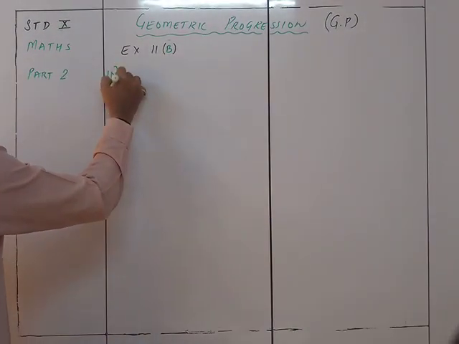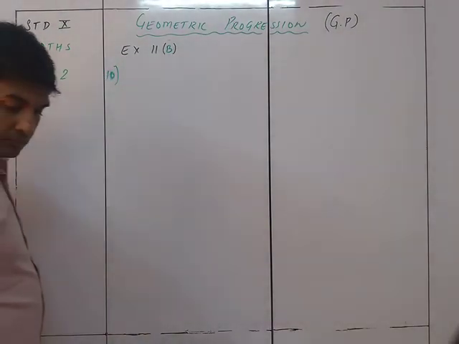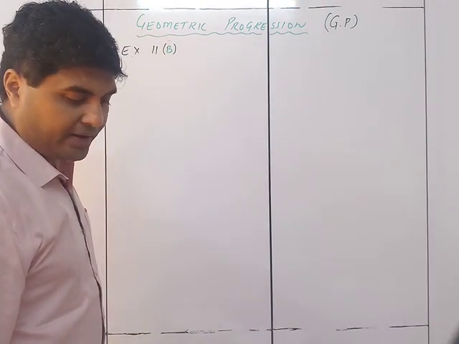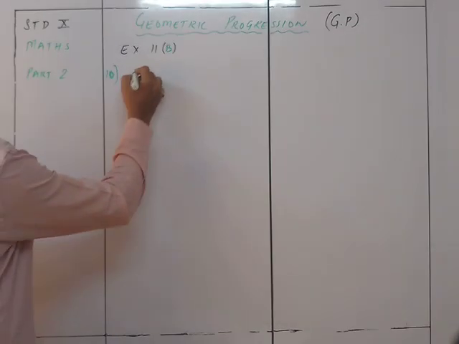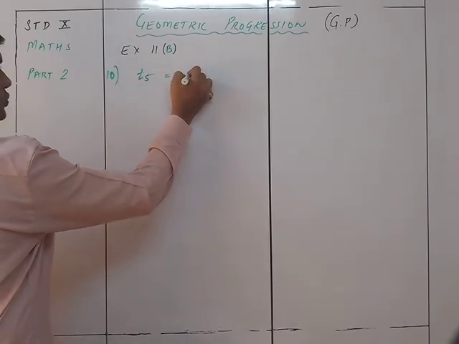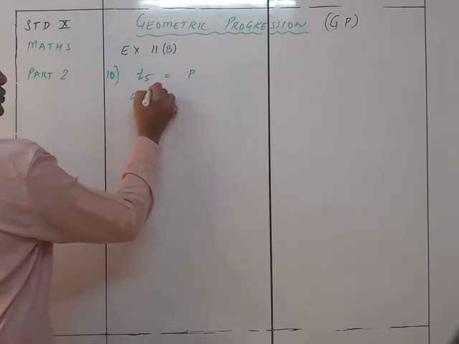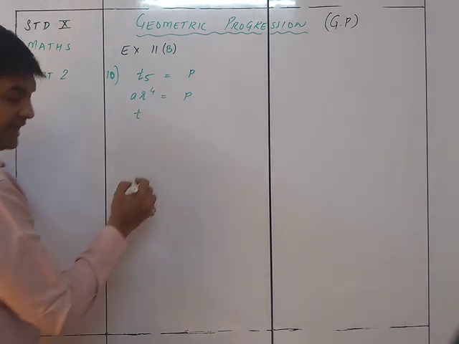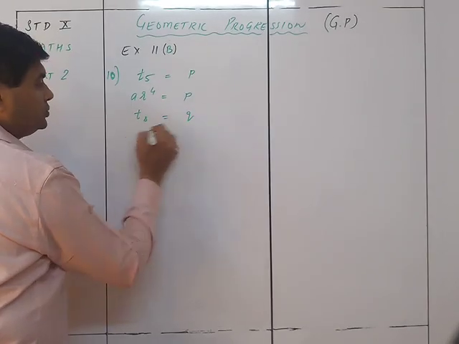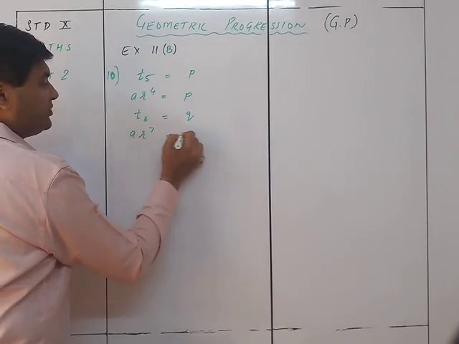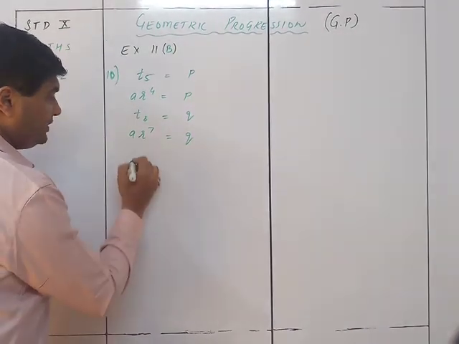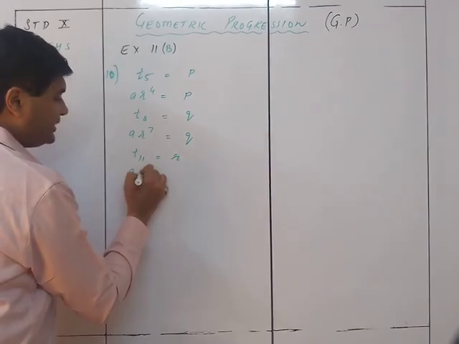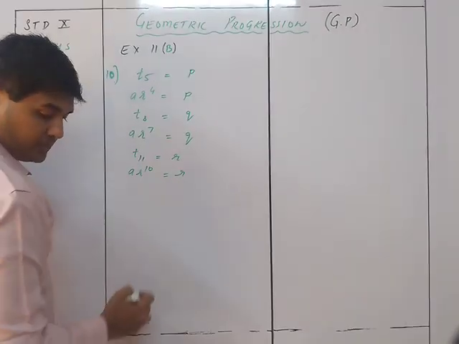Sum number 10. The 5th, 8th and 11th terms of a GP are P, Q and R. So we are given that the 5th term T5 is equal to P, so ar raised to 4 is equal to P. The 8th term is equal to Q, so ar raised to 7 is equal to Q. And the 11th term T11 is equal to R, so ar raised to 10 is equal to R.